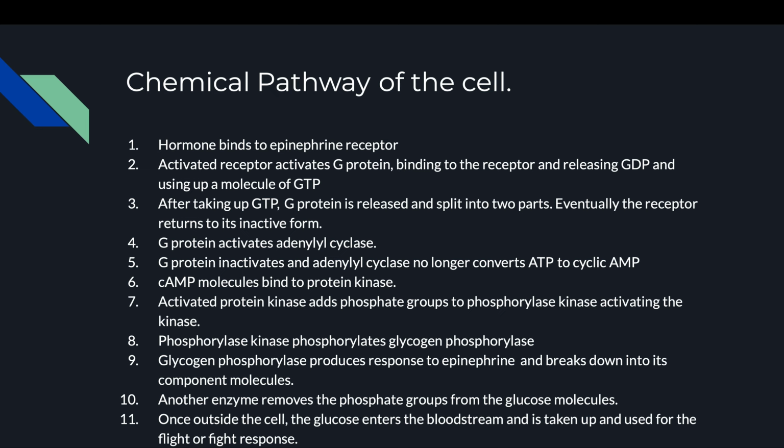First, the hormone will bind to the epinephrine receptor. Second, the activated receptor activates G protein, binding to the receptor and releasing GDP and using up a molecule of GTP. After taking up GTP, G protein is released and split into two parts. Eventually, the receptor returns to its inactive form. G protein activates adenylyl cyclase. G protein inactivates the adenylyl cyclase, which no longer converts ATP to cyclic AMP.